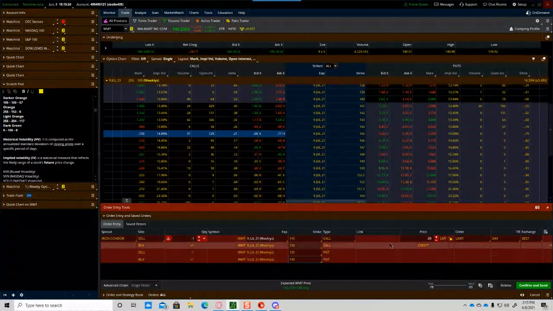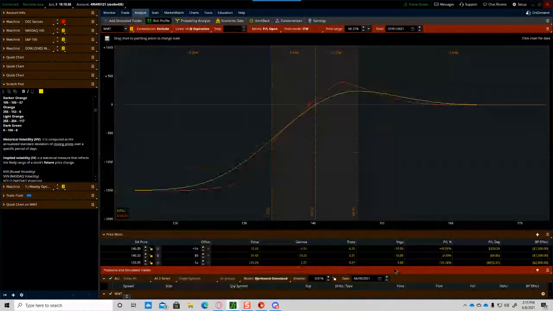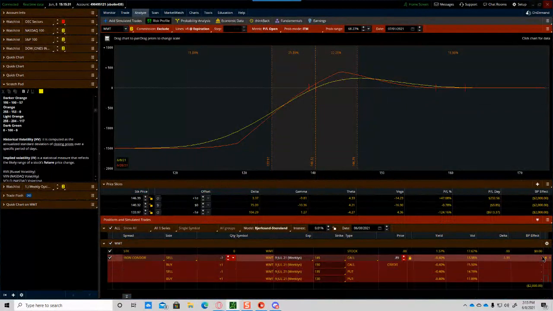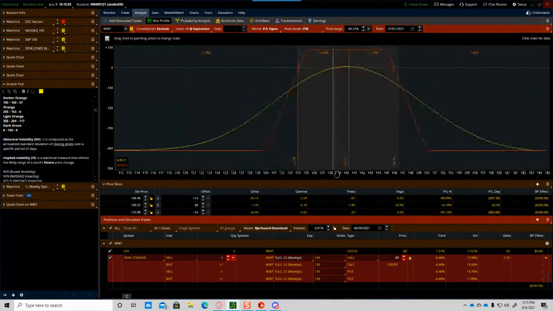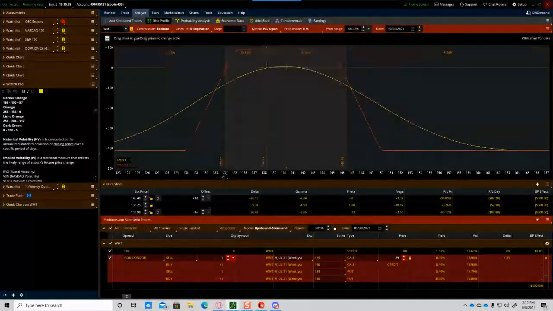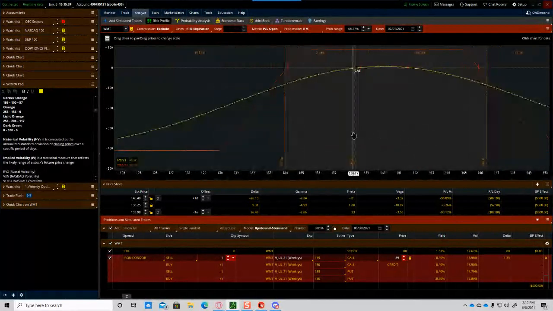So right now it's worth 90 cents, basically. And I've got a couple of trades here, so we got to get rid of something. There we go. So this is the iron condor that I built on Tasty earlier today and was trying to get filled for $1.